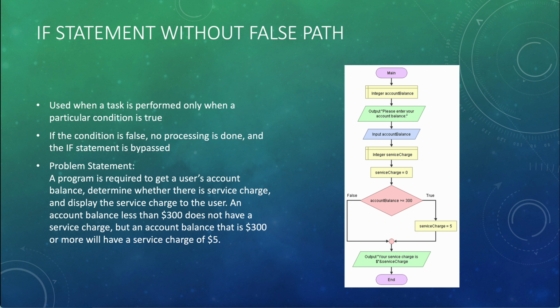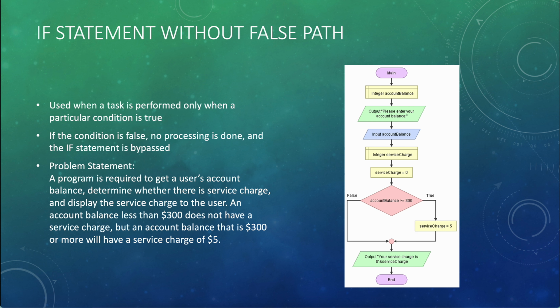So I've adjusted our problem statement and our flowchart for that same similar scenario. In this problem statement, a program is required to get a user's account balance, determine whether there is a service charge, and display the service charge to the user. An account balance less than $300 does not have a service charge, but an account balance that is $300 or more will have a service charge of $5.